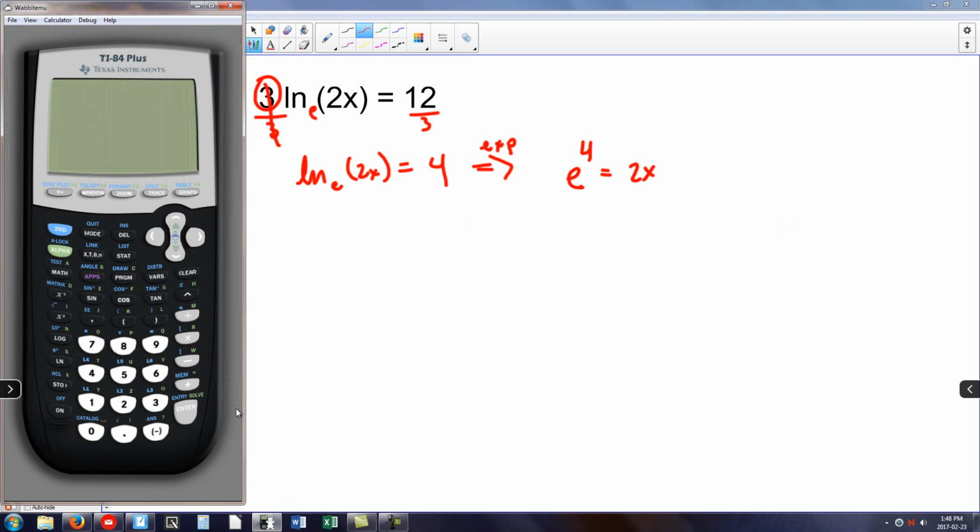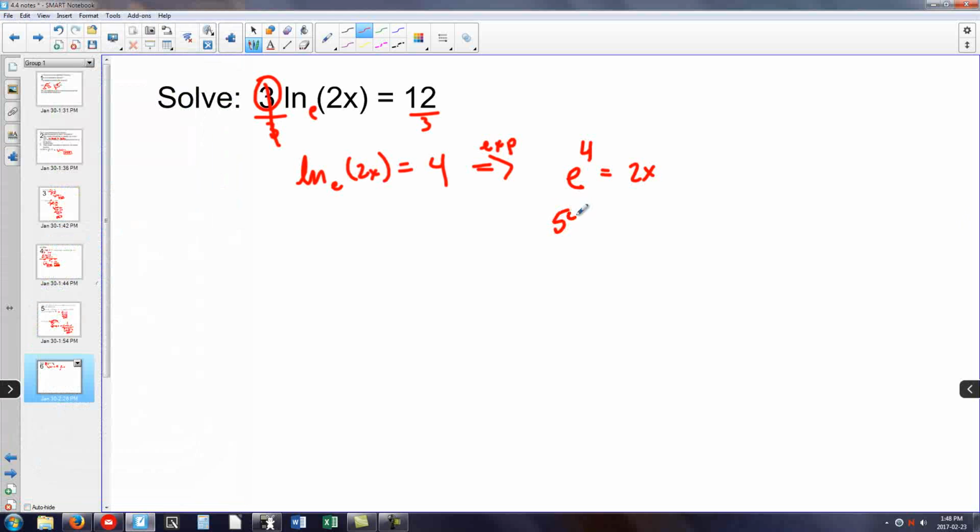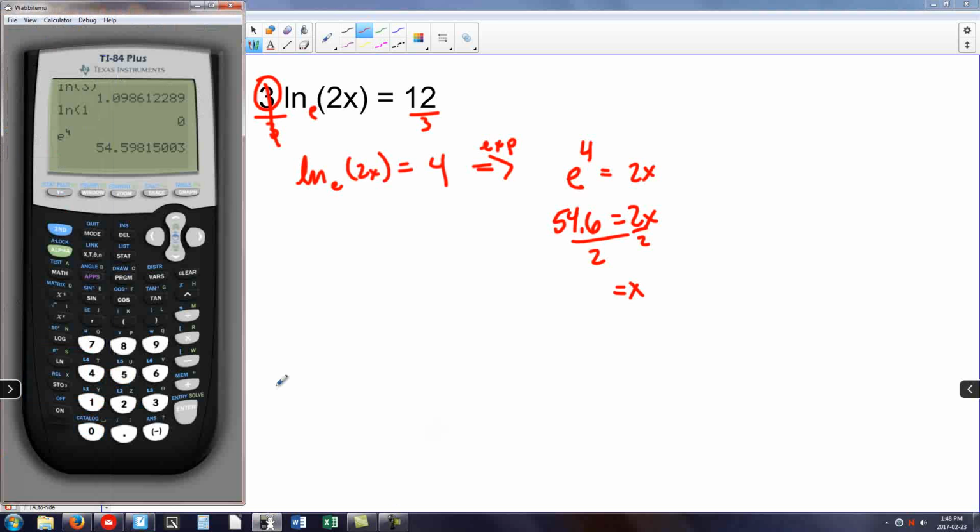Well, I'm going to go to my calculator, figure out what e to the 4th is. E to the 4th is 54.6. We'll just go 54.6 equals 2x, and we'll just divide both sides by 2. X will come out to be, so divide that by 2, we're going to get 27.3.